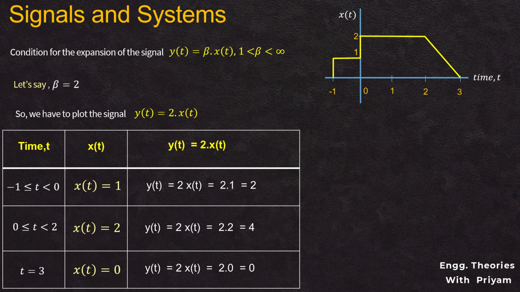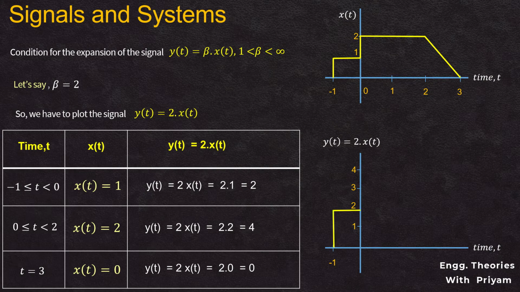Let's plot the signal y(t). When the time t is less than minus 1, then the amplitude of the signal is equal to 0, the same as the original signal. When the time t is greater than or equal to minus 1 and less than 0, then the amplitude of the signal y(t) is equal to 2.